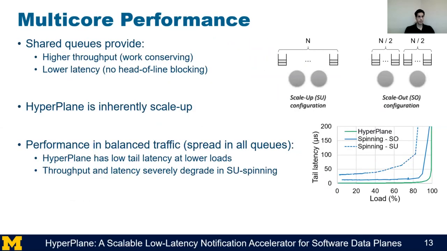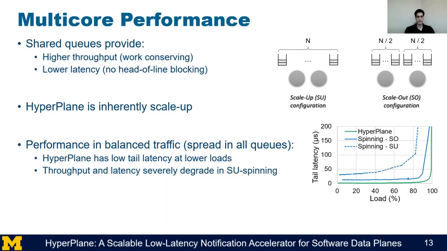Let's move on to the multicore performance. Sharing queues across cores has important theoretical merits. First, as long as work exists in a shared queue and there is at least one free core, the core takes care of the work. This results in higher throughput in comparison to the case where the queue wasn't shared with that core. Second, lower latency is achieved because the probability of head-of-line blocking is smaller.